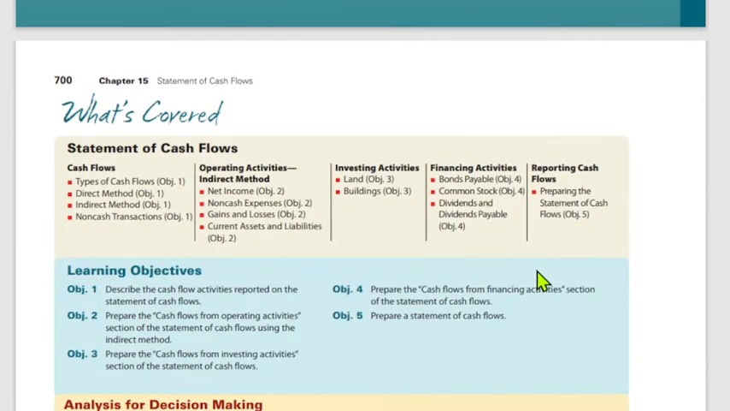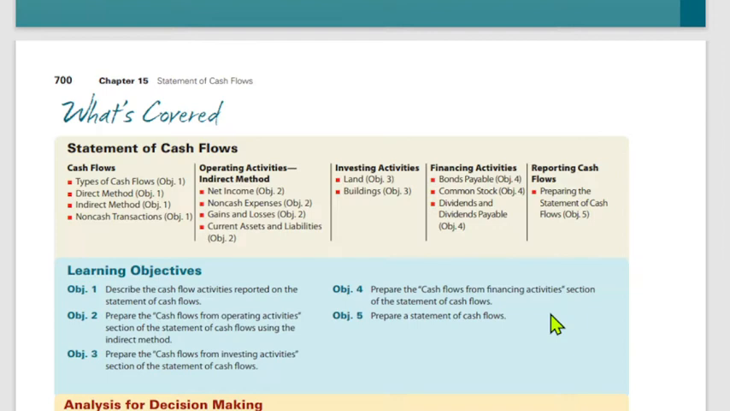So at the end of this discussion, we will be able to describe the cash flow activities reported on the statement of cash flows. We prepare the cash flows from operating activities section of the statement of cash flows using the indirect method, the cash flows from investing activities, the cash flows from financing activities, and then we prepare the statement of cash flows. So the statement of cash flows has already been introduced to you in the lower years of your accounting degree.